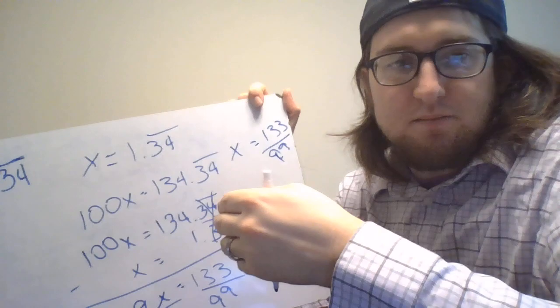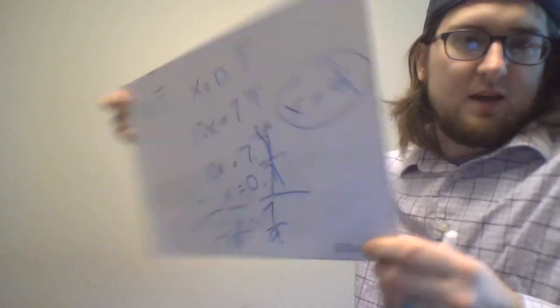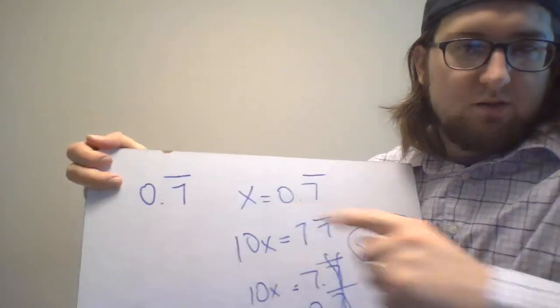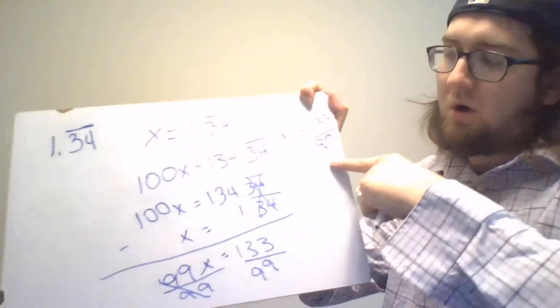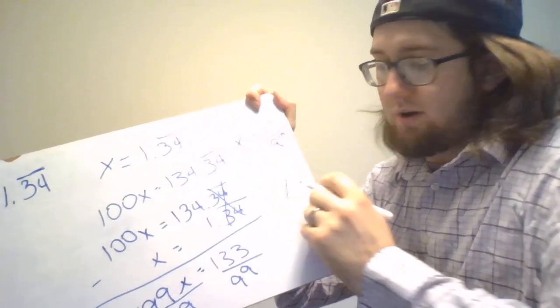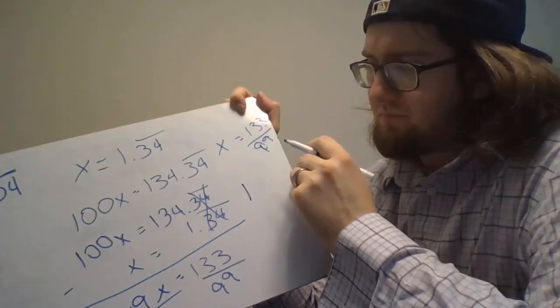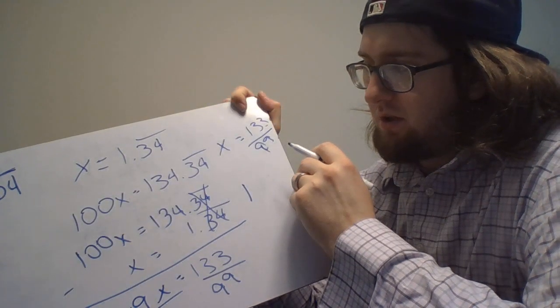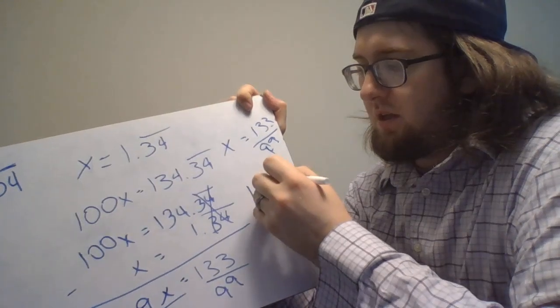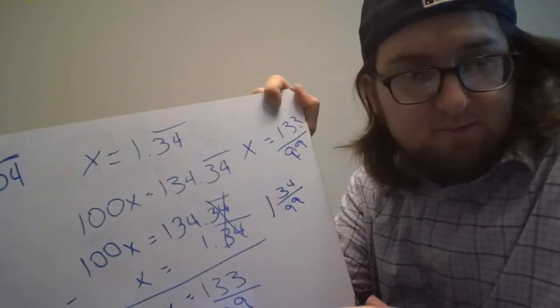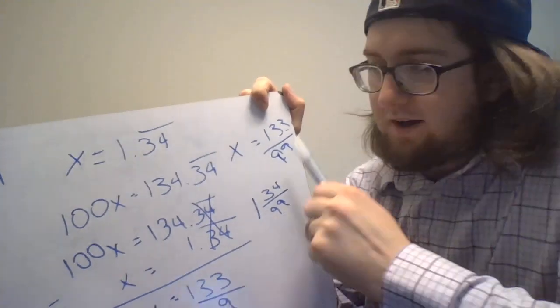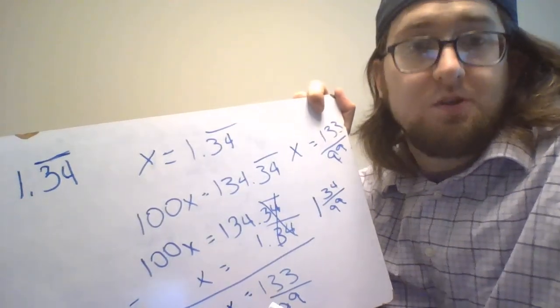But let's just show it as a mixed number. Why is this improper anyways? Why was the first one not improper and this one was improper? Well, it's 0.7, and this is 1.34. That's the whole. So I know 99 goes into 133 one time. And what is the remainder? 34 over 99. You don't believe me? Put 133 in your calculator, divide by 99, you will get 1.34343434.